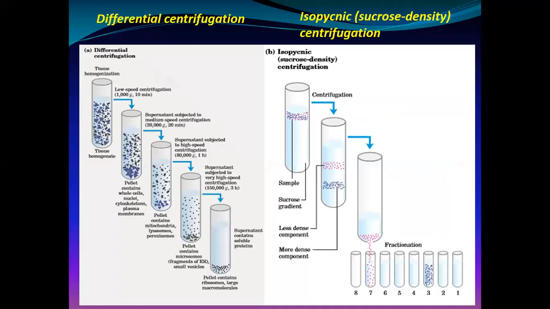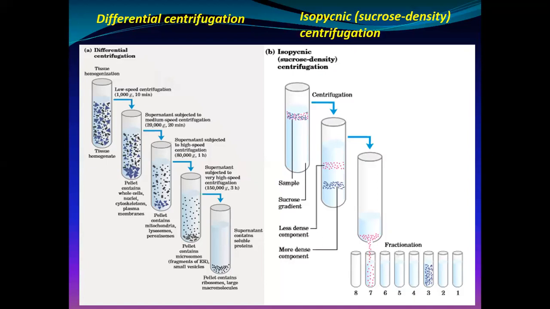Okay. So after tissue homogenization, we can centrifuge it. There is an instrument in the laboratory called a centrifuge. That centrifugation we call differential centrifugation. That means we change the speed and the time, for example 1000 g for 10 minutes. You get some pellets at the bottom. In that pellet, you get nuclei, cytoskeleton, and plasma membrane.